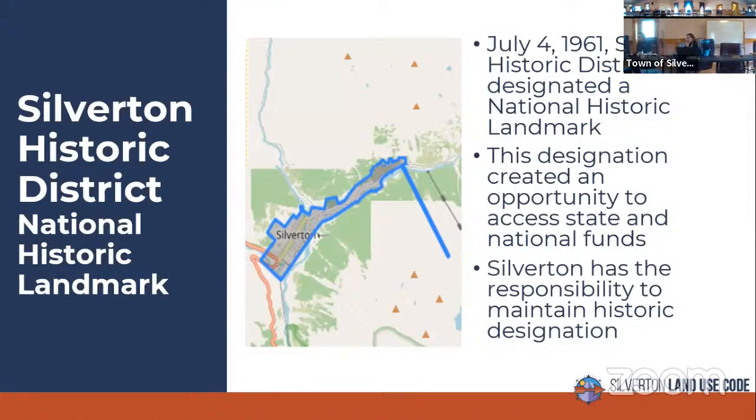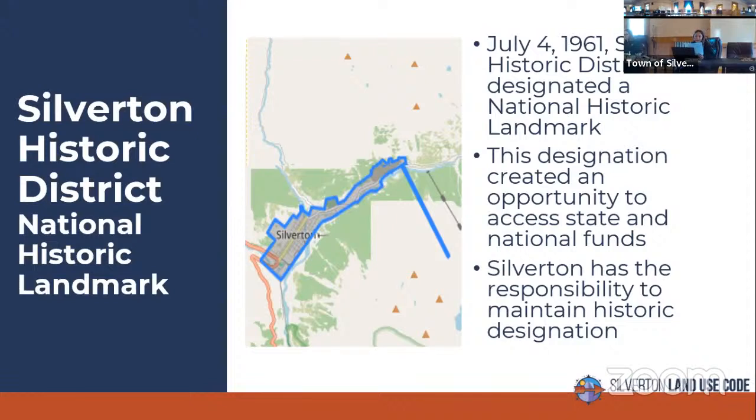In 1961, the Silverton Historic District was designated a national and state historic landmark. The Silverton Historic District includes the town of Silverton, the Mayflower Mill, and the Hillside Cemetery. This designation opened up funding opportunities for the town and its property owners. Since the designation, the Grand Imperial Hotel and the Brown Bear Cafe have received preservation tax credits for their renovations. This designation also comes with the responsibility to preserve the historic character.